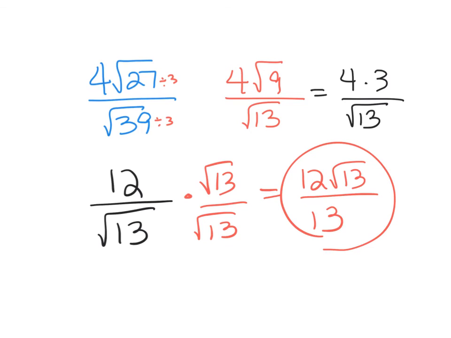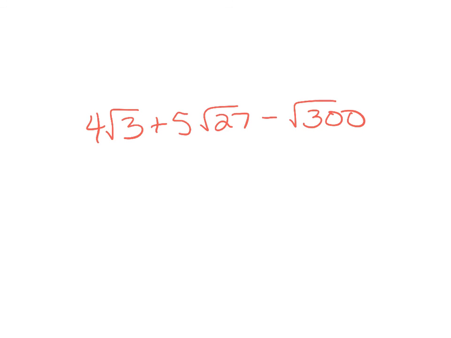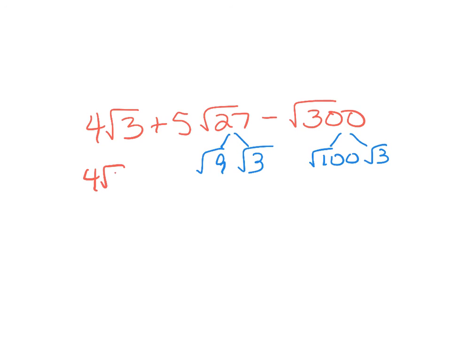Last one is going to be adding radicals. So 4 square root 3 plus 5 square root 27 minus square root of 300. Remember, in order to add and subtract radicals, you need to have like radicals. So let me go ahead and break down the 27 and the 300. Now let me go ahead and rewrite everything else that was still there. All right, so for this one, I'm going to pull out the 9, make it a 3.